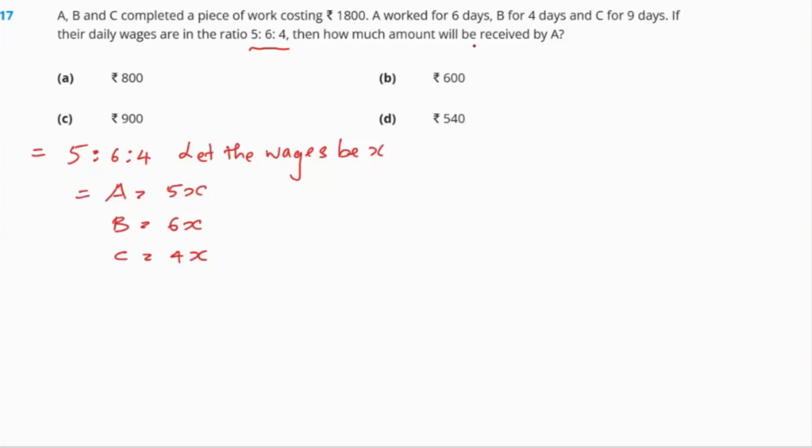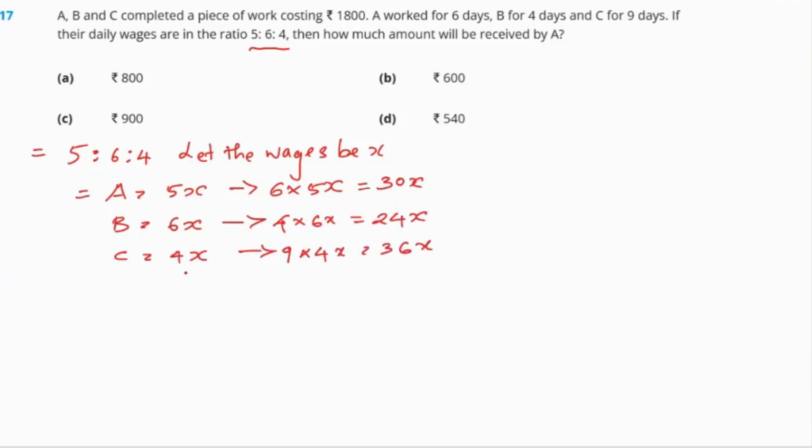So here you can see A worked for 6 days. A worked for 6 days means that he will receive for 6 days 5x. This will become 6 into 5x, so that is 30x. And B for 4 days means what? 4 into 6x, he is working per day, it is 6x, so for 4 days, 4 into 6x, it is 24x. And C for 9 days, so 9 into 4x, which is equal to 36x. He is receiving.